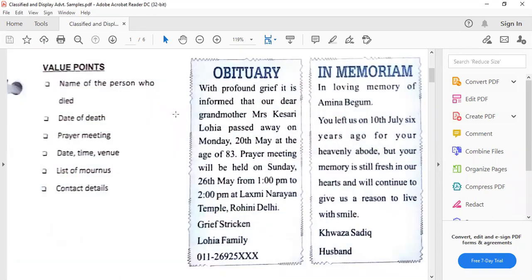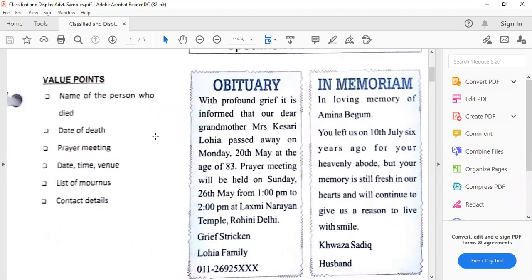With profound grief, it is informed that our dear grandmother, Mrs. Kesri Lohia, passed away on Monday, 20th May, at the age of 83. Prayer meeting will be held on Sunday, 26th May, from 1 p.m. to 2 p.m. at Lakshmi Narayan Temple, Rohini, Delhi. And grief-stricken Lohia family with contact number.